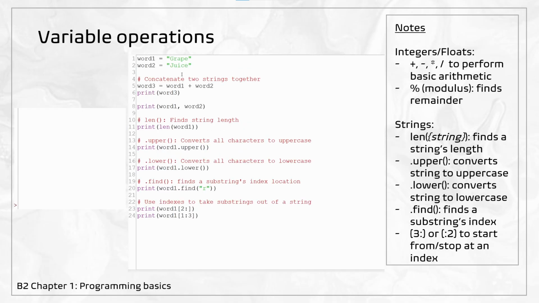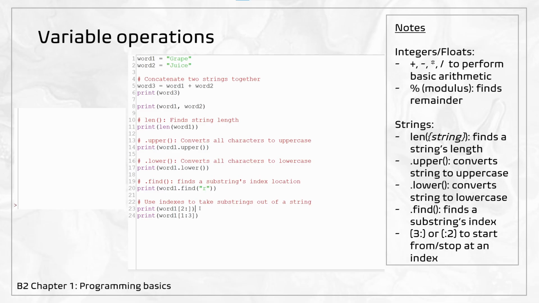If you have strings, there are multiple different actions you can take. For example, if you have two different strings, you can concatenate them together, meaning stick them together. And you do that by using this add symbol. You can also find a string's length by using the len function, or convert all characters to upper or lowercase. You can also find a specific character's location in the string using .find, or print out specific parts of the string, which we call substrings.